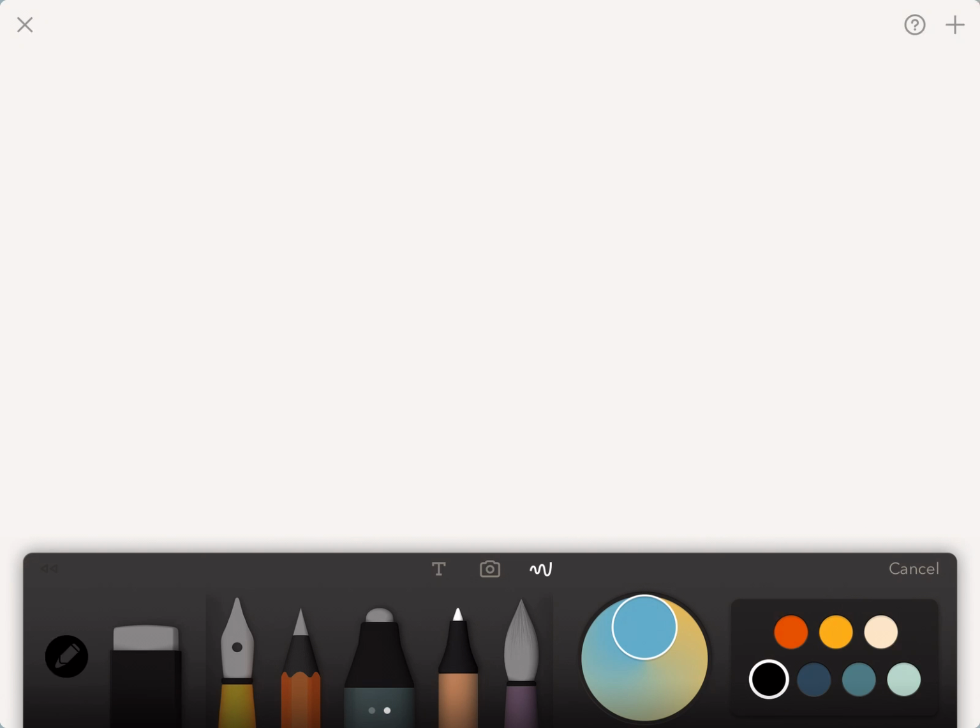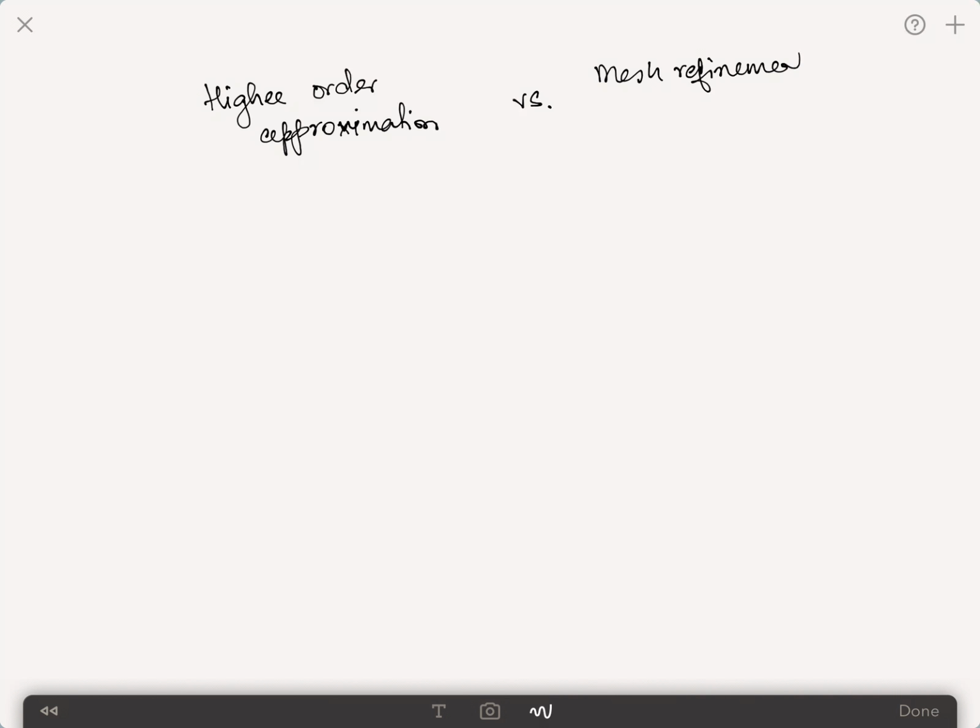Now, don't be of the idea that there is one method that is better than the other. So I can always ask you the question of whether a higher order approximation is better than a mesh refinement using more elements.